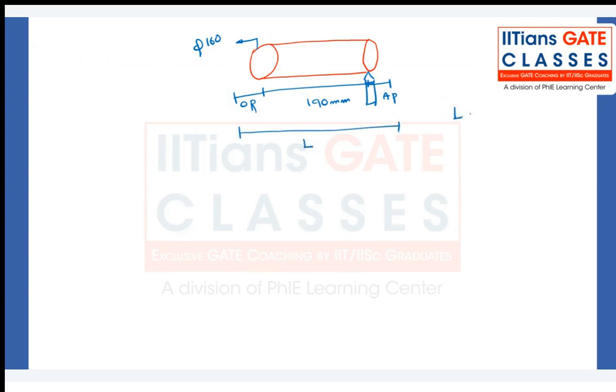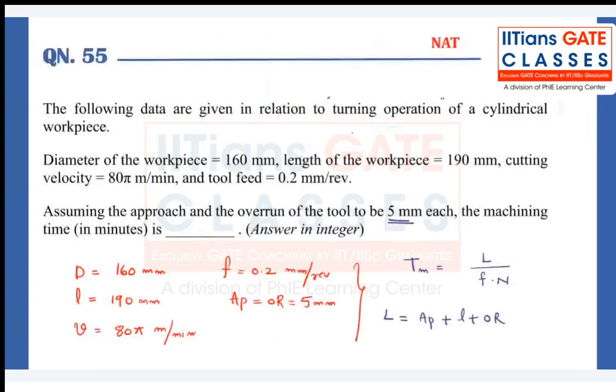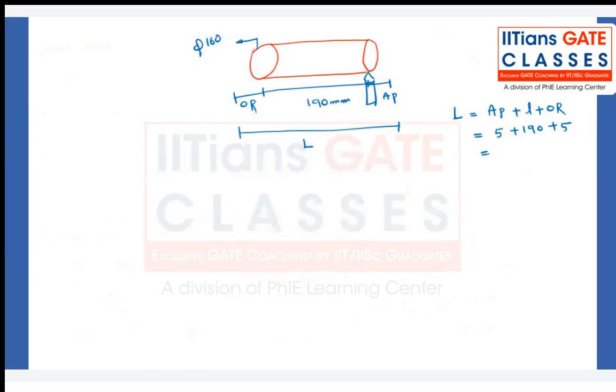So now capital L is equal to approach plus length of the job plus overrun. We had discussed this, right? This is 5, this is 190, plus overrun is also 5, because approach and overrun are mentioned as 5 mm each. So it is going to be 200 mm. Now, for the machining time calculation, we know L divided by F dot N, but we don't know N, the RPM.